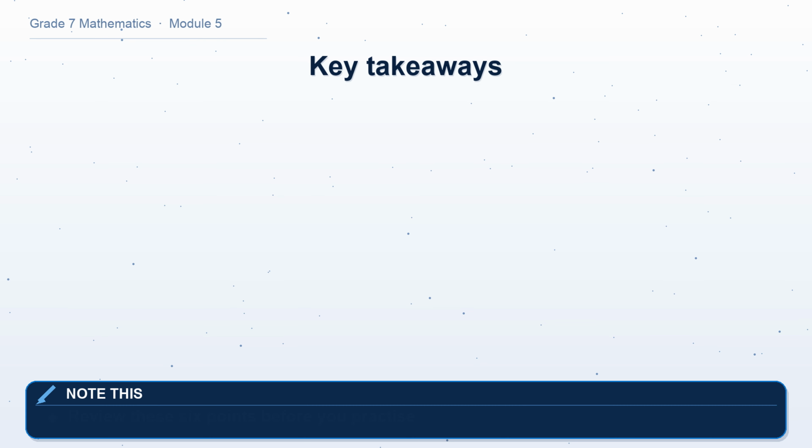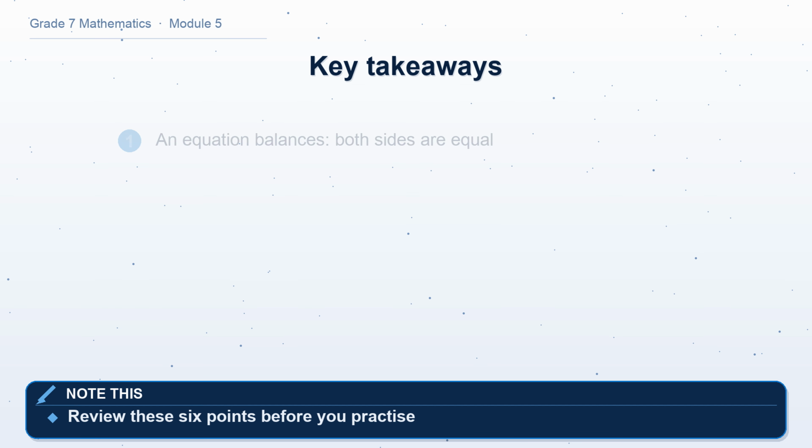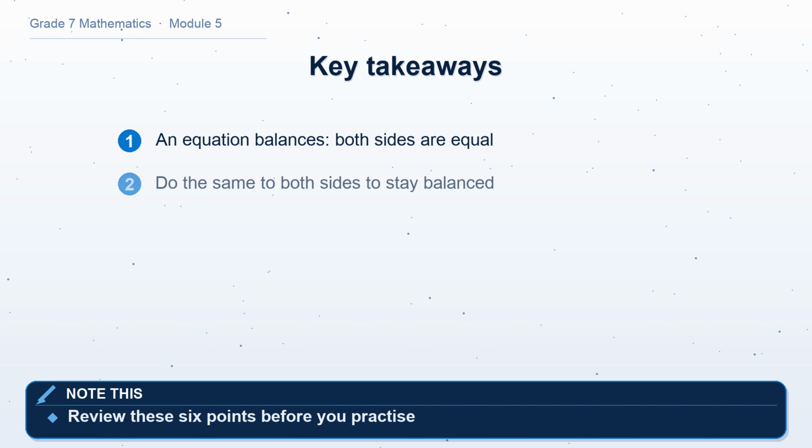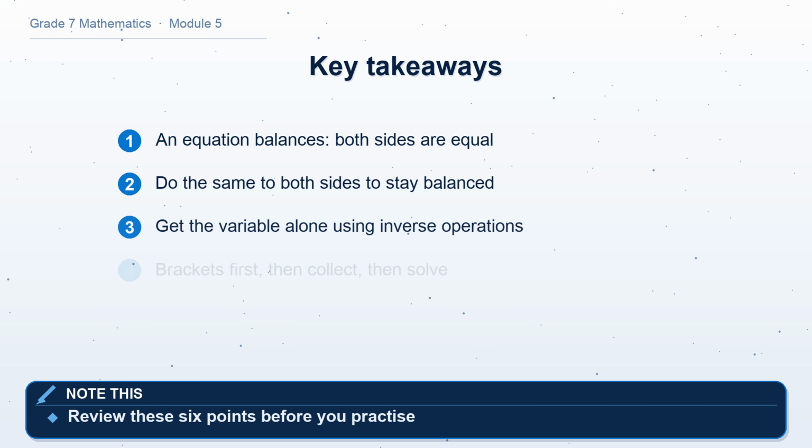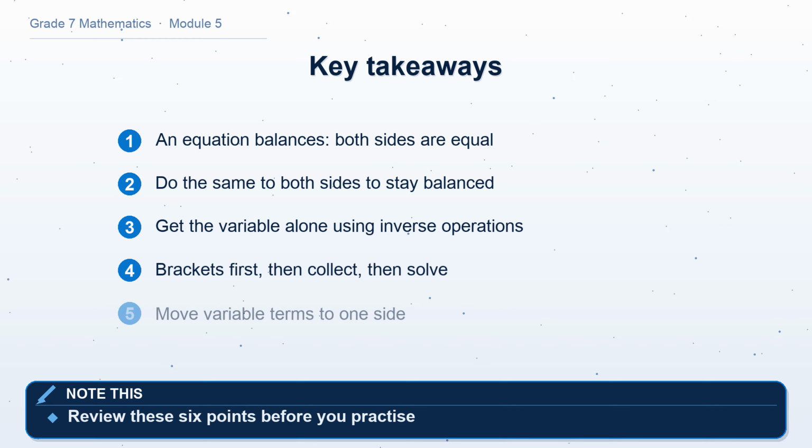Here is a quick summary of the key ideas. An equation is a balance where both sides are equal. To stay balanced, we do the same thing to both sides. We get the variable alone using inverse operations. With brackets, we expand first, then collect terms, then solve. When the variable is on both sides, we move all the variable terms together. And for word problems, we name the unknown, then write the equation.